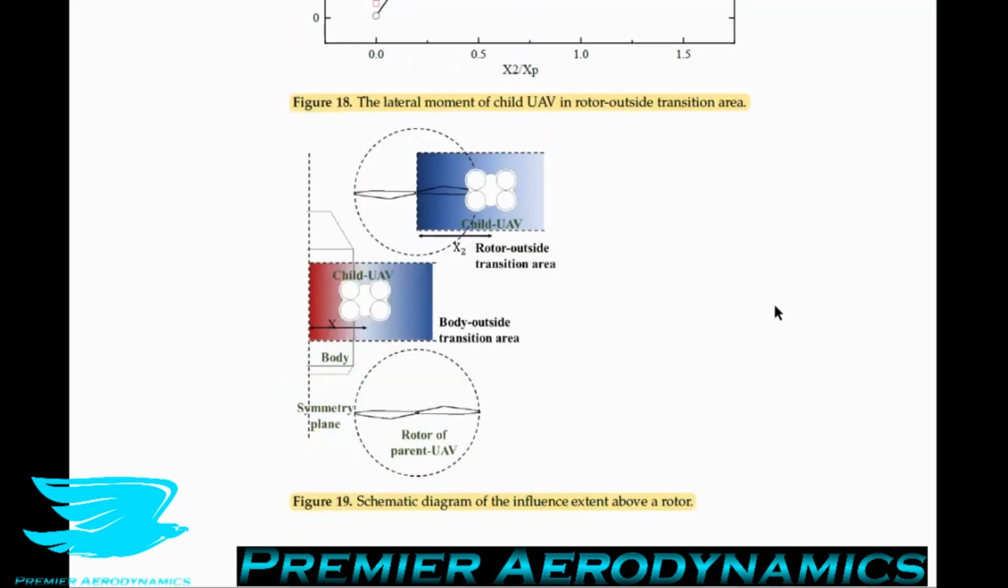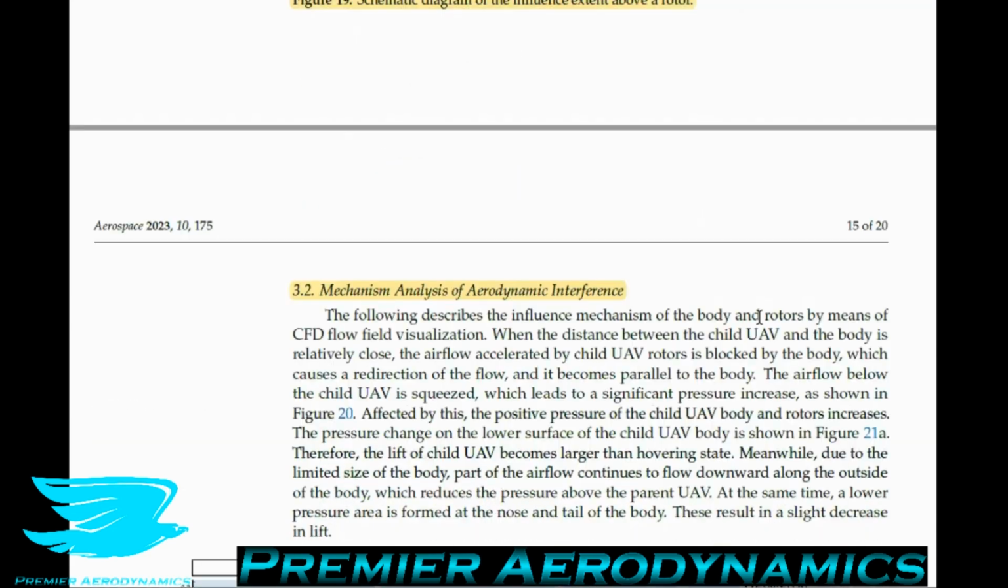And again, in figure 19, they have a really cool schematic showing the effects of this motion on lift as you move around the UAV. So pretty much anywhere you are outside of the body of the parent UAV, you get a reduction in lift. If you're above the body of the parent UAV, then you get an increase. That's the only area. So that's quite easy to keep in mind.